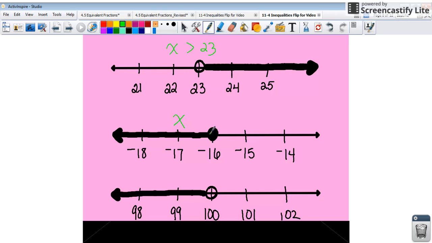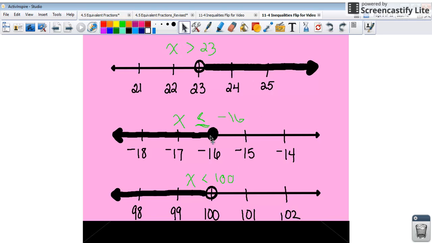Okay, in this example, I have an x. It's a closed circle, so I know it's going to be a greater than or equal to or less than or equal to. Okay, I know my number is -16. Okay, and then it's going to be everything to the left, which I know is less than or equal to -16. And our last example, it's an open circle again. So I have my x. I know it's a greater than or less than. Since it's everything to the left, 99, 98, I know that those are less than 100. So I'm going to use my less than symbol, and then I write 100.